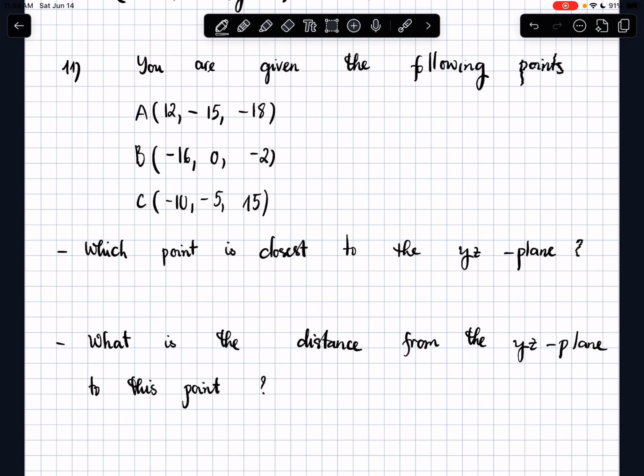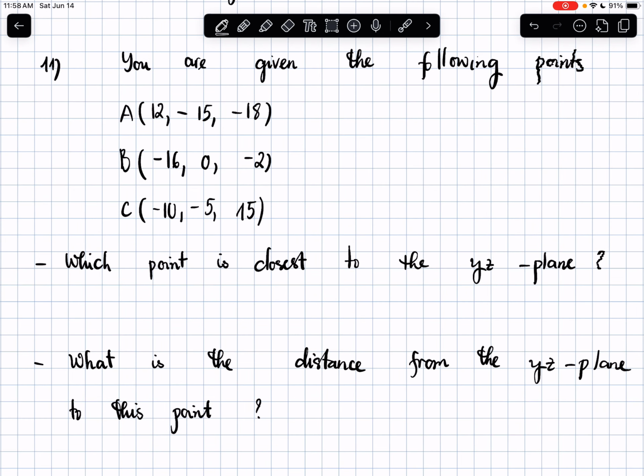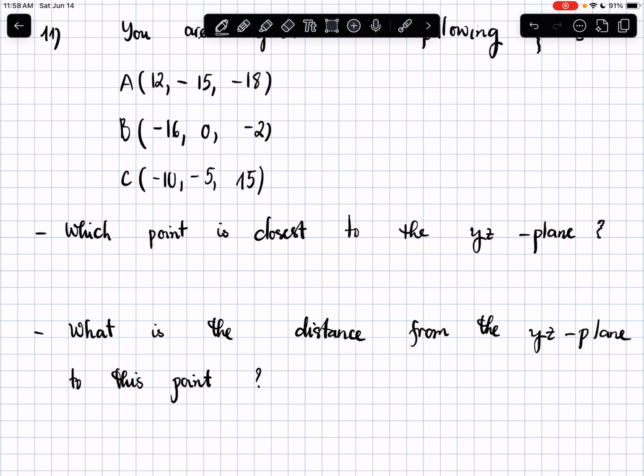You are given the following points A, B, and C, and the question is which point is closest to the YZ plane. So the YZ plane, YZ. This is only 12, minus 16, minus 10. So the minimum one is 10. Right?